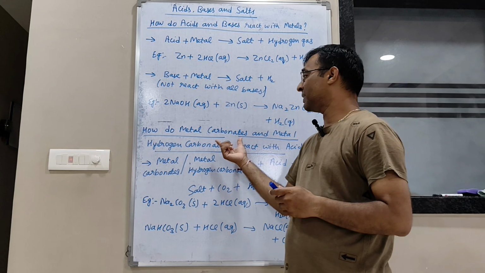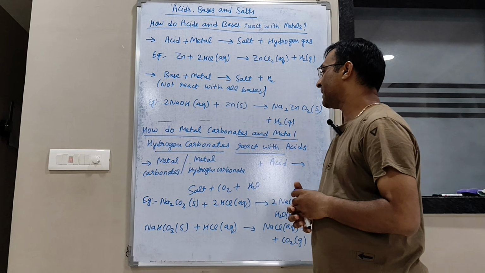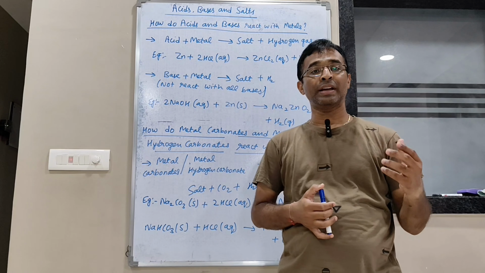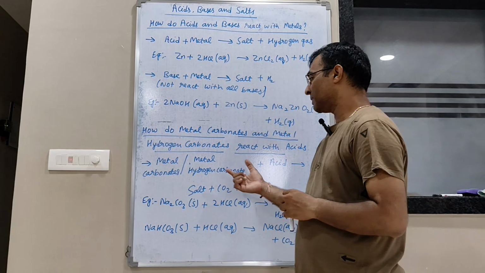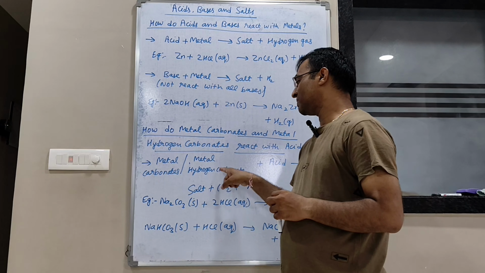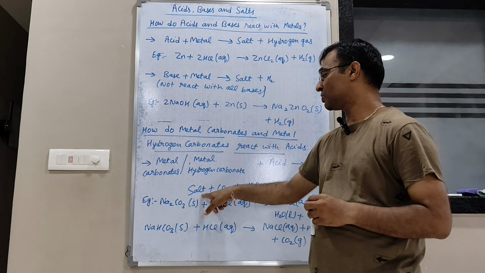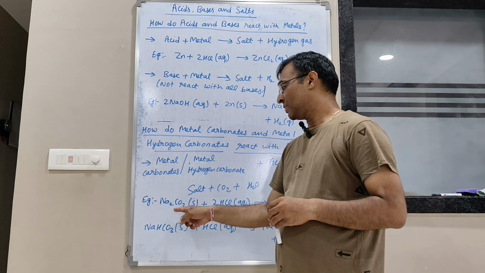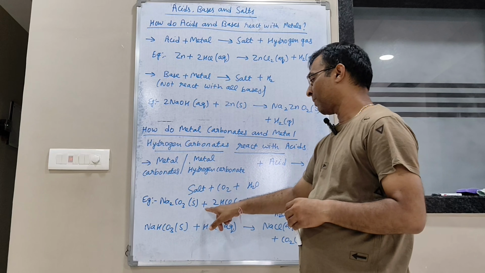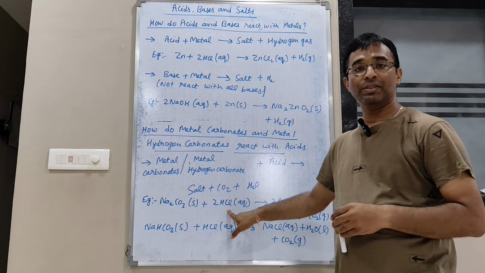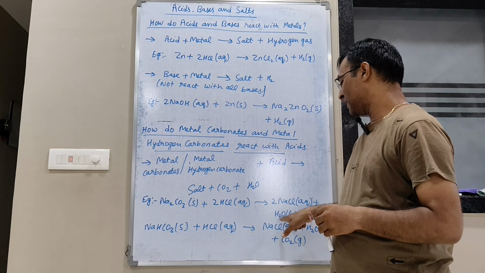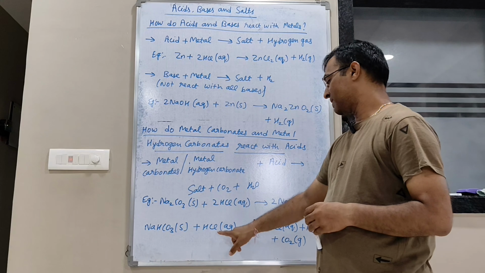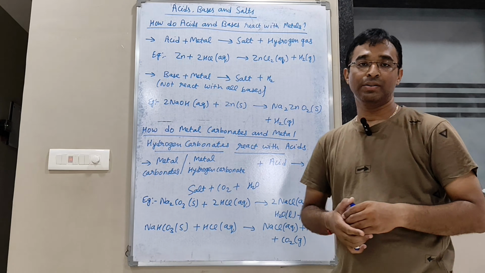Now coming to the next topic, how do metal carbonates and metal hydrogen carbonates react with acids? When metal carbonates or metal hydrogen carbonates react with acid, they form salt, CO2 and H2O. An example to demonstrate it: sodium carbonate, a metal carbonate, reacts with hydrochloric acid to give NaCl, H2O and CO2. Similarly, sodium hydrogen carbonate reacts with HCl to give NaCl, H2O and CO2.